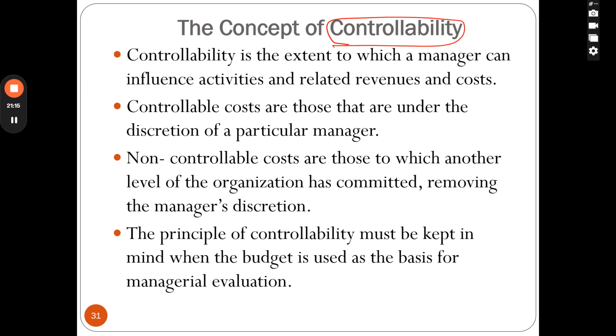So when we are measuring the performance of a manager, we have to make sure that we are measuring this particular manager based on the costs that he can control. He cannot be blamed for the costs incurred from the top level management. That is what controllability means. Every manager's performance should be measured based on the costs that he can control. That cost is what we call controllable cost.